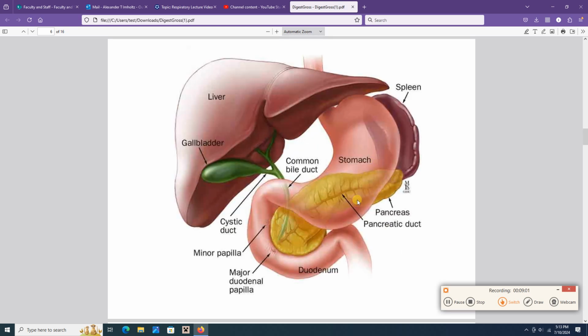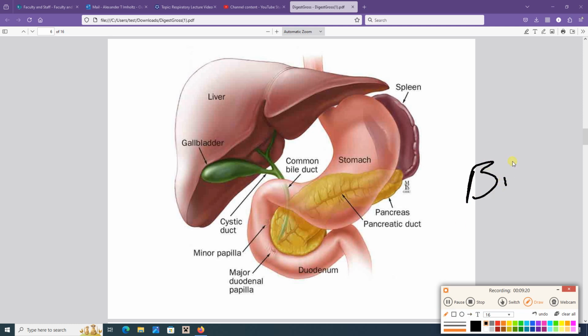And the stomach is going to pass chyme into the duodenum, which is the first foot or so of the small intestine. Notice that the duodenum also is connected to the liver and the gallbladder. The digestive liquid from the liver and gallbladder is known as bile. And then the duodenum is also connected to the pancreas, and the duodenum receives pancreatic juice from the pancreas.